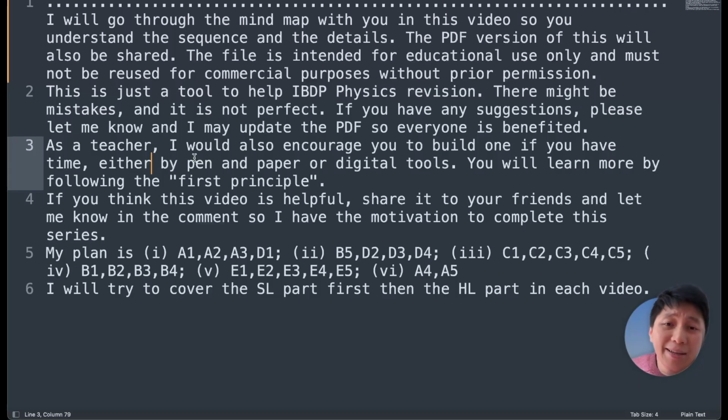As a teacher, other than just following my mind map and going through it more like a checklist, I will also encourage you to build one. In fact, when I am doing it, I also get myself to really rethink everything when I was delivering the curriculum to my students. And so I believe it will be very useful to you as well. No matter whether you do it with pen and paper or digital tools, it will still be fine. You really will be learning even more if you can build one by yourself. That's the first principle we are always talking about in physics, and then you can come back to compare it with the mind map that I built. Maybe you build an even better one.